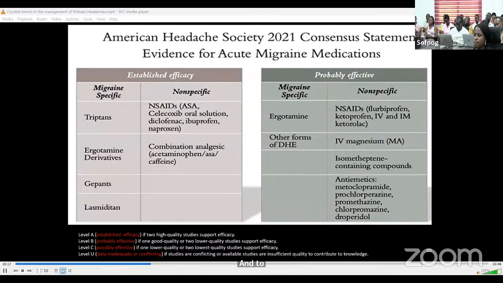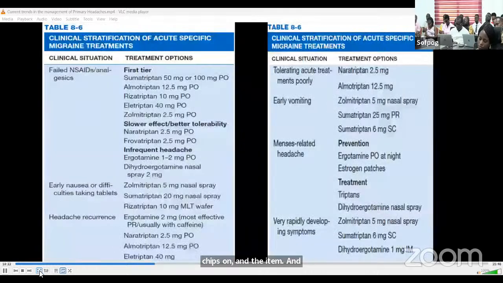So I've already mentioned that there are non-specific therapies like the NSAIDs and also combinations of these with aspirin and caffeine, and then there are specific therapies like triptans, ergot derivatives, the gepants, and the ditans. And these have been found to be efficacious. Now, when it comes to treatment of migraine, it's also important to factor in associations and comorbidities. So if the patient has failed NSAIDs or analgesics, then you may think of using triptans first, or if they need better tolerability, then a different triptan may be considered. If they have nausea or vomiting, there are nasal sprays or oral melts that can be given.